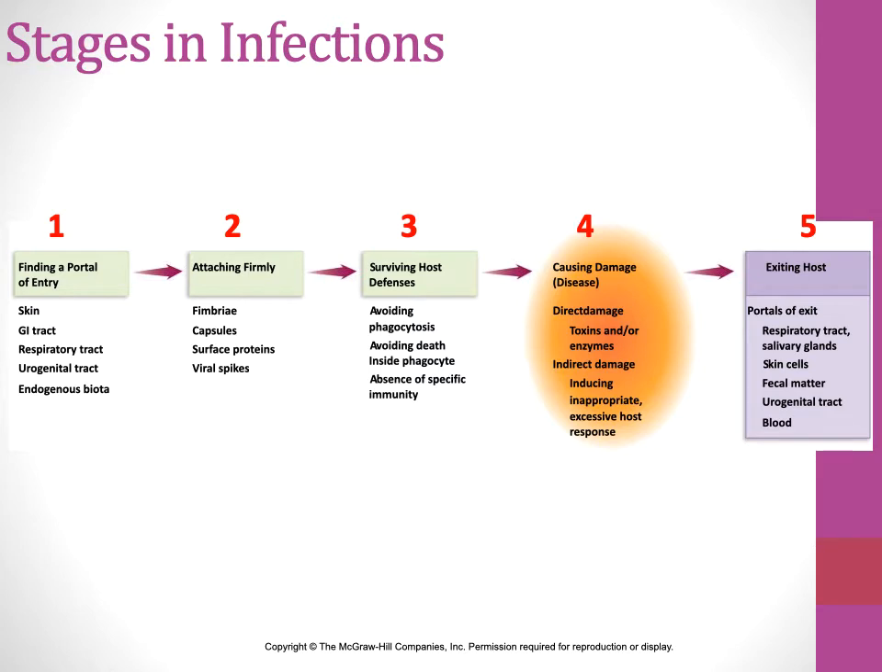Okay, and after that, because you're a good pathogen, you want to find a new host, so you need to exit. So you have a portal of exit. A lot of times these portals of exit go with the portal of entry. So if you came in using the GI tract, you're going to exit through the GI tract. If you're a respiratory pathogen and you came in through an inhale, you're going to be released through an exhale. But we have other portals of exit, like blood, also.